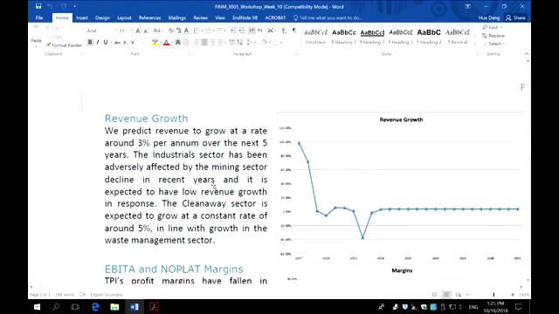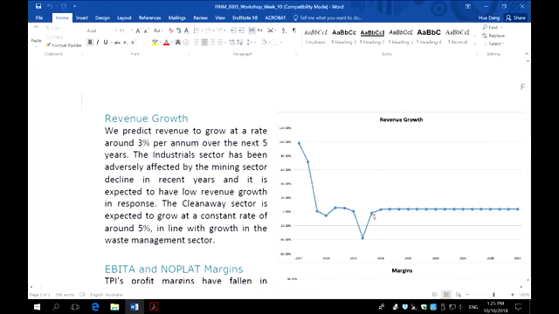But there's something wrong with this. The second half of the sentence: it is expected to have low revenue growth in response. What do you mean by low revenue growth in response? If you look at the historical data, by financial year 2016, there was a rebound of revenue.